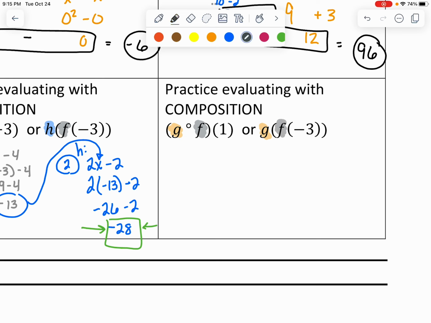G of poop. Wait, oh man, I wanted this to be 1. I'm sorry. You just said poop. Oh my. Okay. Pretend that I meant to write it like that. I'll fix it on theirs.